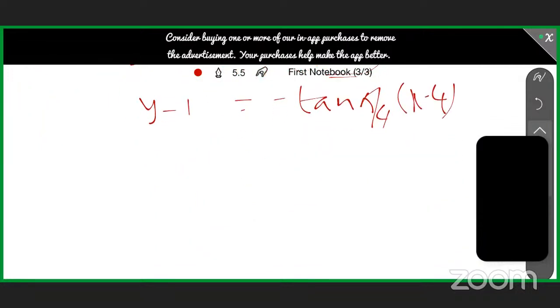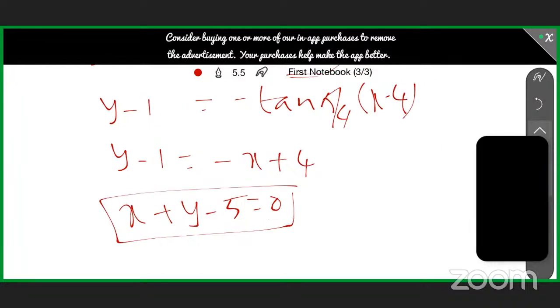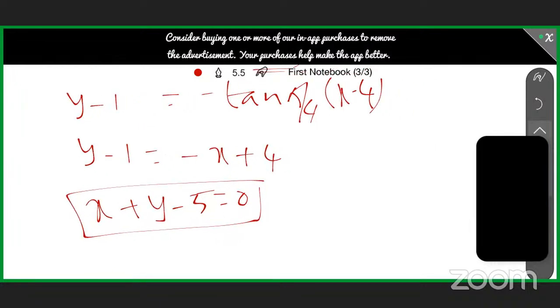Therefore, y minus 1 is equal to minus x plus 4. To simplify the equation, it will become x plus y minus 5 is equal to 0. So this is one equation. Another given equation is 3x minus y is equal to 0. So we have to find the distance of these two lines with the point 4 comma 1.